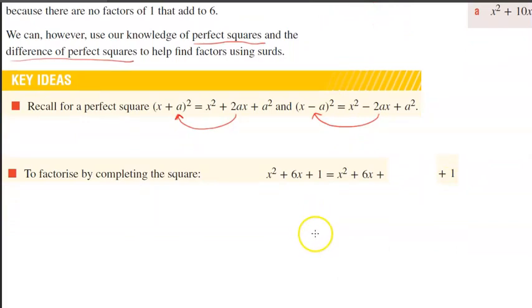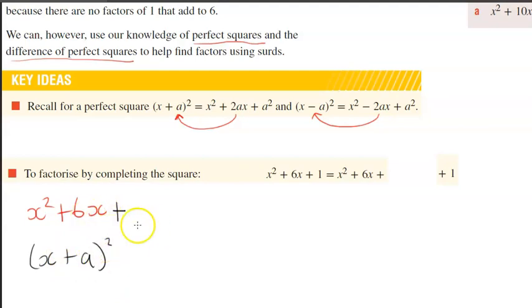So how do we complete the square? Here's the expression x squared plus 6x plus 1. I want to look at this x squared plus 6x, and I want to add something to it so that I have the ability to factorize it into x plus a, all squared, whatever this a is. So I'm going to add something onto the end of this.